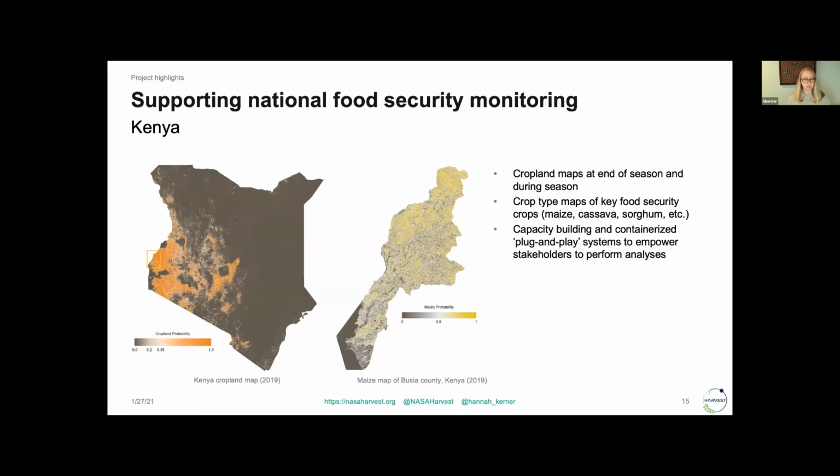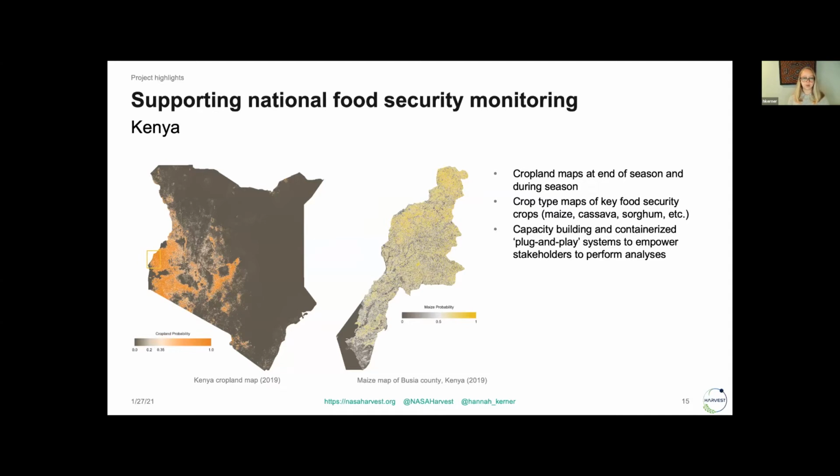So through this project, so far we've been creating cropland maps for the end of season across the entire country at the 10 meter resolution, which is really unprecedented for many countries. And so we again have this publicly available map for Kenya. We also were doing in-season cropland mapping for the 2020 season. And we're also creating crop type maps of key food security crops such as maize, also at the 10 meter resolution with Sentinel-2 images.